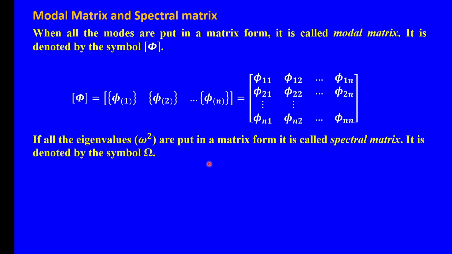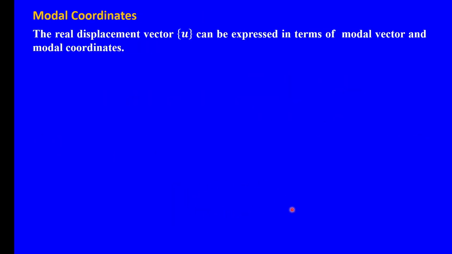Now we have the eigenvalues, which represent frequencies. If these are also put in a matrix form together, then it is called the spectral matrix. Spectrum means something related to frequency. It is given by the symbol capital gamma. So the spectral matrix equals omega 1 square, the first eigenvalue square, then the second eigenvalue square, and so on. From these eigenvalues, using the relationship omega equals 2 pi by T or omega equals 2 pi f, we can get the time periods or the frequencies. This spectral matrix is diagonal.